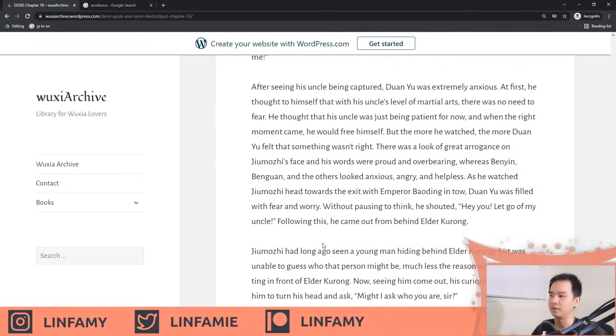There was a look of great arrogance on Jiumotsu's face, and his words were proud and overbearing, whereas Bunyin, Bunguan, and the others looked anxious, angry, and helpless. As he watched Jiumotsu head towards the exit with Emperor Baoding in tow, Duan Yu was filled with fear and worry. Without pausing to think, he shouted, Hey, you! Let go of my uncle!